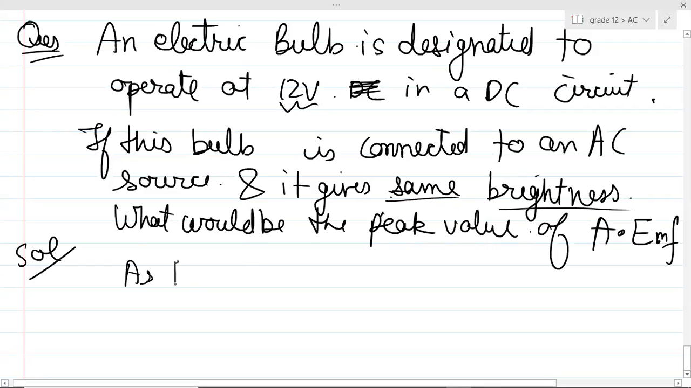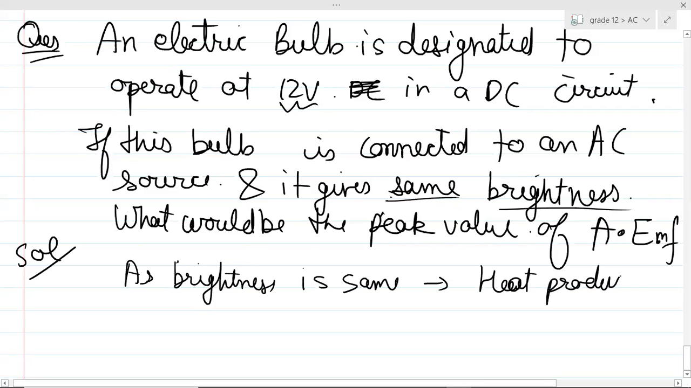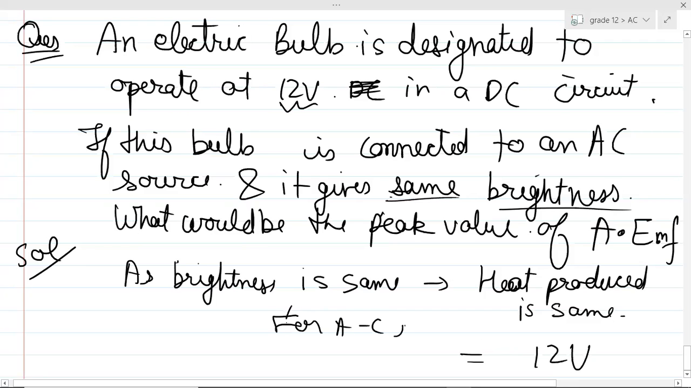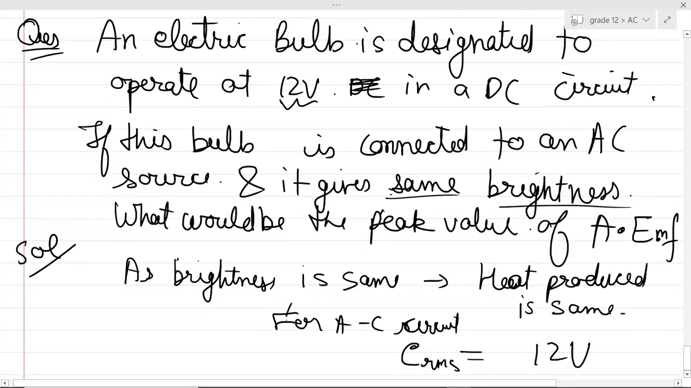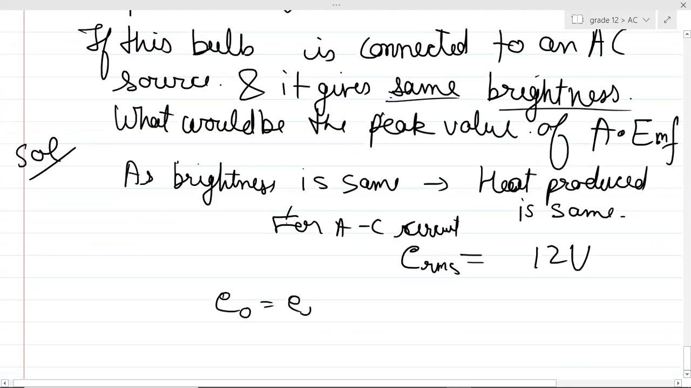Or you can say the heat produced in both the bulbs is the same. As the brightness is the same, the heat produced is the same. So in that bulb at 12 volts, the heat produced is the same. So for the AC circuit, what will be the ERMS value? 12 volt. Then E naught will be equal to ERMS multiplied by root 2, which is 12 root 2 volts. Is this clear? Conceptual question?